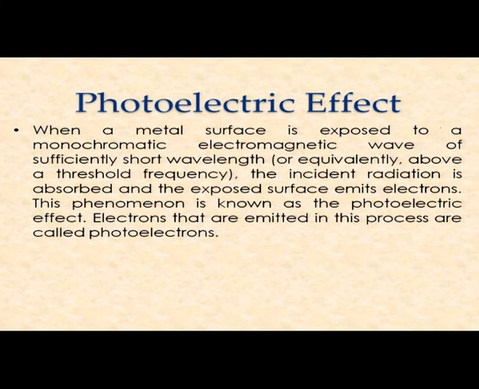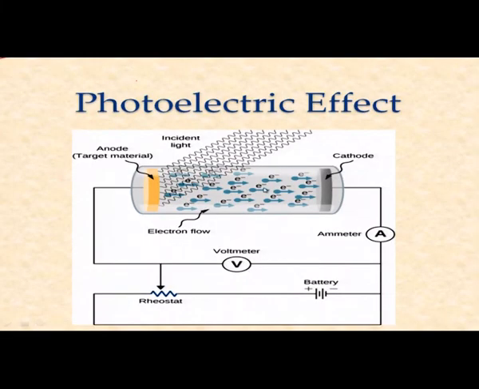Coming to the experimental verification of the photoelectric effect, this is the experimental setup to understand it. Here, a vacuumized tube is used. In this tube, the anode material is here and the cathode material is here. Incident light falls on the anode material, electrons are released, then the cathode attracts the electrons, and we get a current. The current can be measured in the ammeter, and the potential difference applied between the anode and cathode can be seen using this voltmeter. This experimental setup was used by Hertz when he was working with an antenna. While working with the antenna, he accidentally discovered the photoelectric effect.